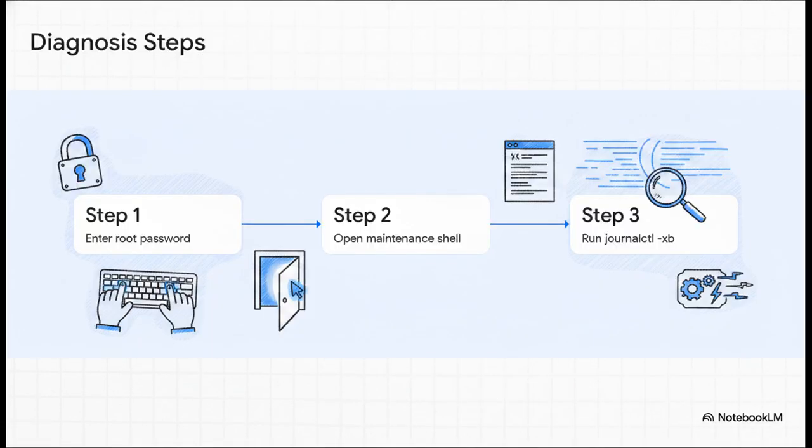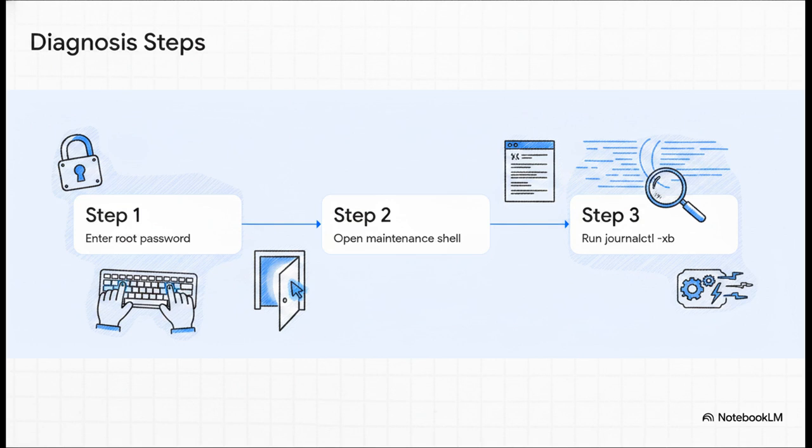So, how do we fix it? We take a deep breath and shift from panic to methodical troubleshooting. The system is actually handing us the instructions. Step 1, we just enter the root password. That unlocks the maintenance shell and gives us a command line to work with.